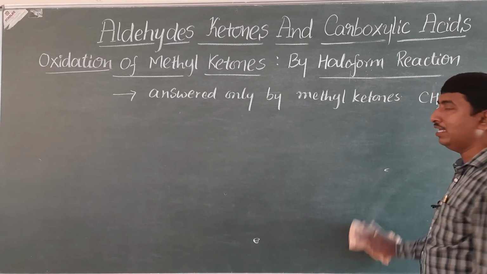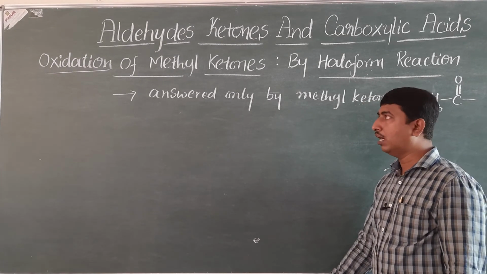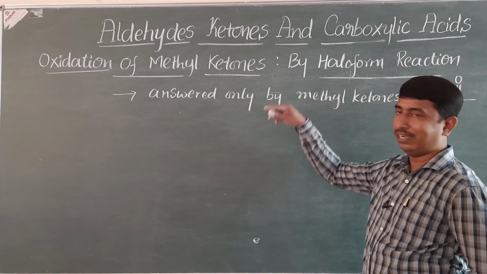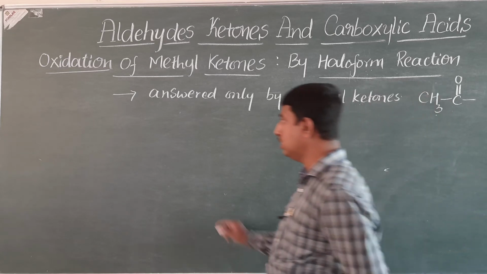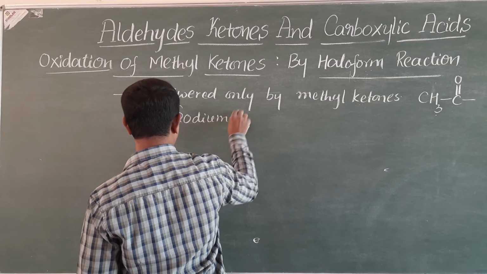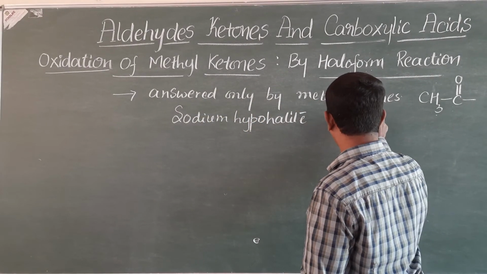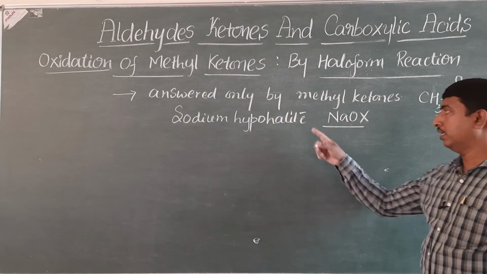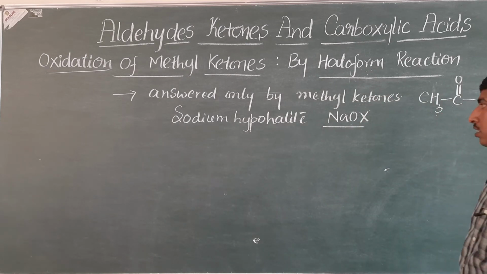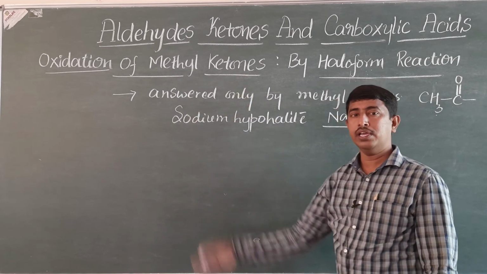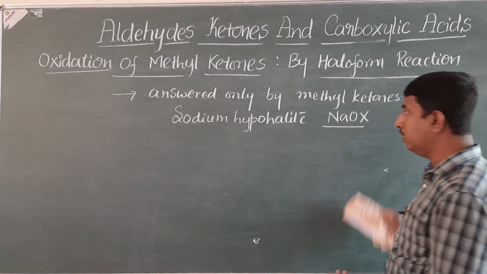So, compounds containing at least one methyl group directly bonded to the carbonyl group, or methyl ketones, undergo oxidation in the presence of an oxidizing agent. That oxidizing agent is sodium hypohalite, with the formula NaOX. So NaOX means sodium hypohalite, and this is the oxidizing agent used in the haloform reaction. So methyl ketones undergo oxidation in the presence of sodium hypohalite to form what? To form haloform. I will write the equation.